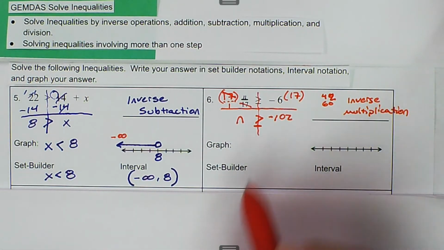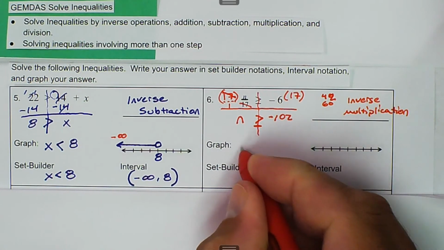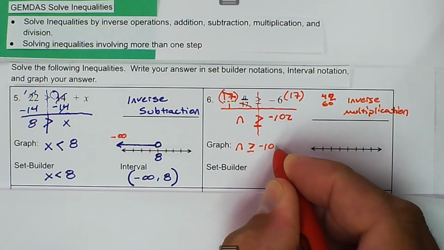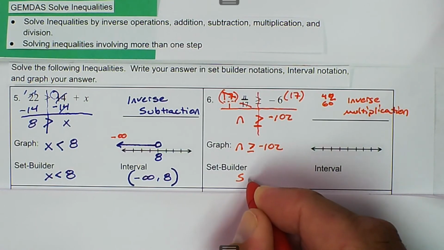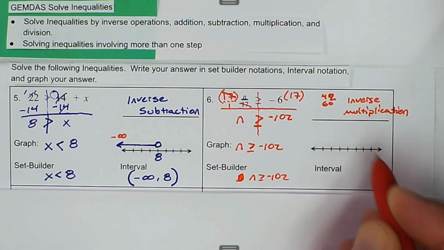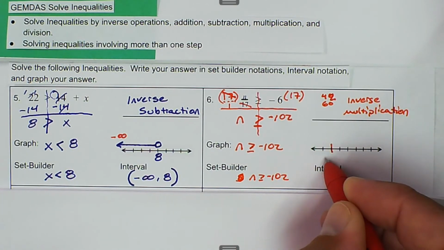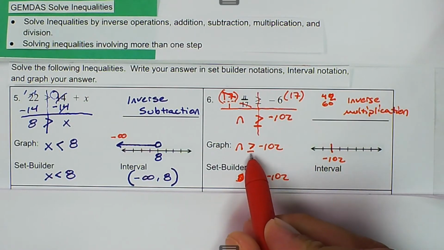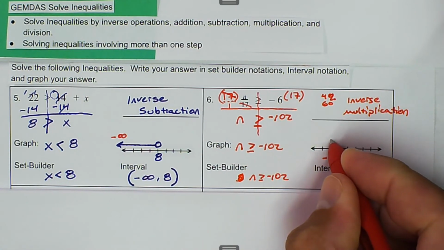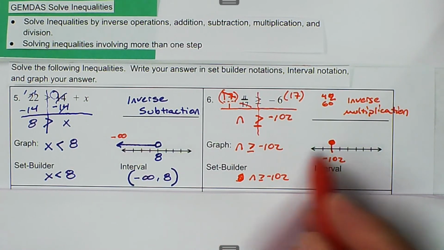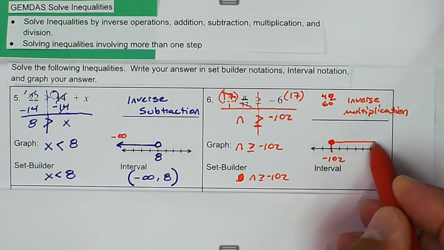And then we can graph it. We have the variable on the left, so we're all set there. So n is greater than or equal to negative 102, and that is the set builder notation. So I can draw negative 102 on my graph. Is it an open or closed dot? It's going to be a closed dot because it has the equal sign underneath. And then I'm drawing to the right.